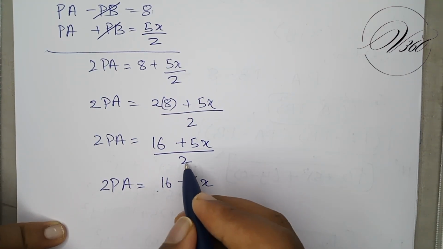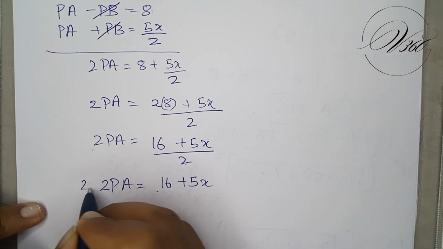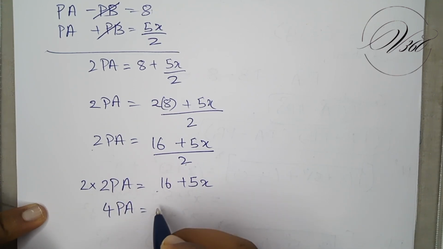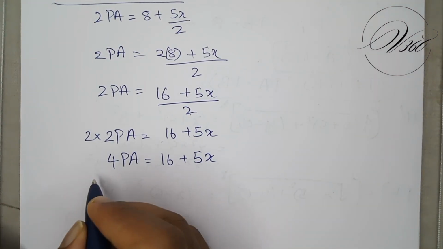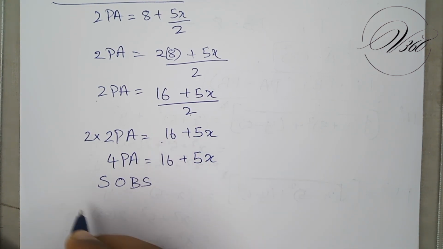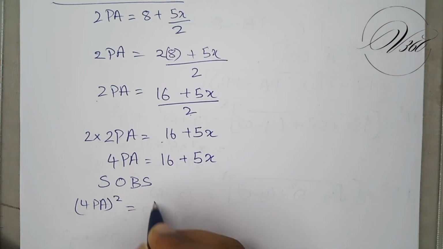Now here we will take 2 and take this side. Now we will get 2 into 2PA, so we get 4PA is equal to 16 plus 5x. Alright. Now we have got this equation. Now we will square on both sides. 4PA whole square is equal to 16 plus 5x whole square.